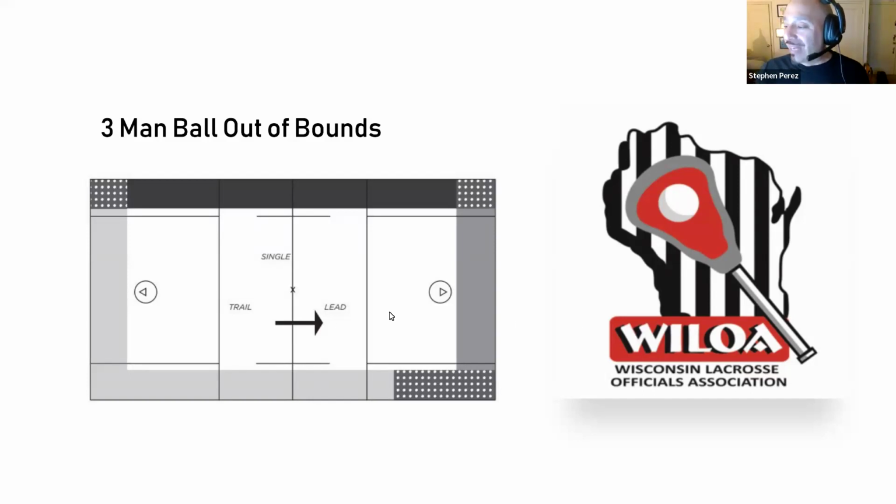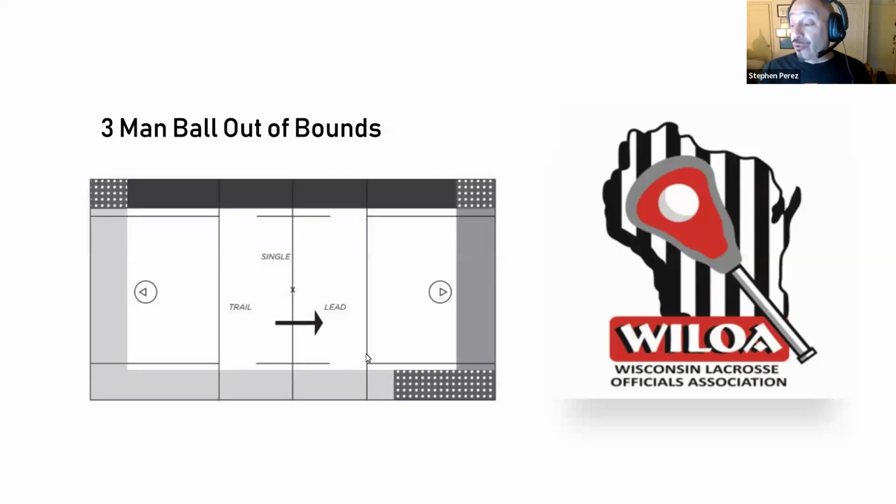Lead and trail. If the lead is here, we have the inline. It takes good communication, and it takes some habits. When there's a shot and the ball goes out on the single side above the cone, the single side is going to have it. Any errant passes that go along the sideline, that's going to be the trail's responsibility.